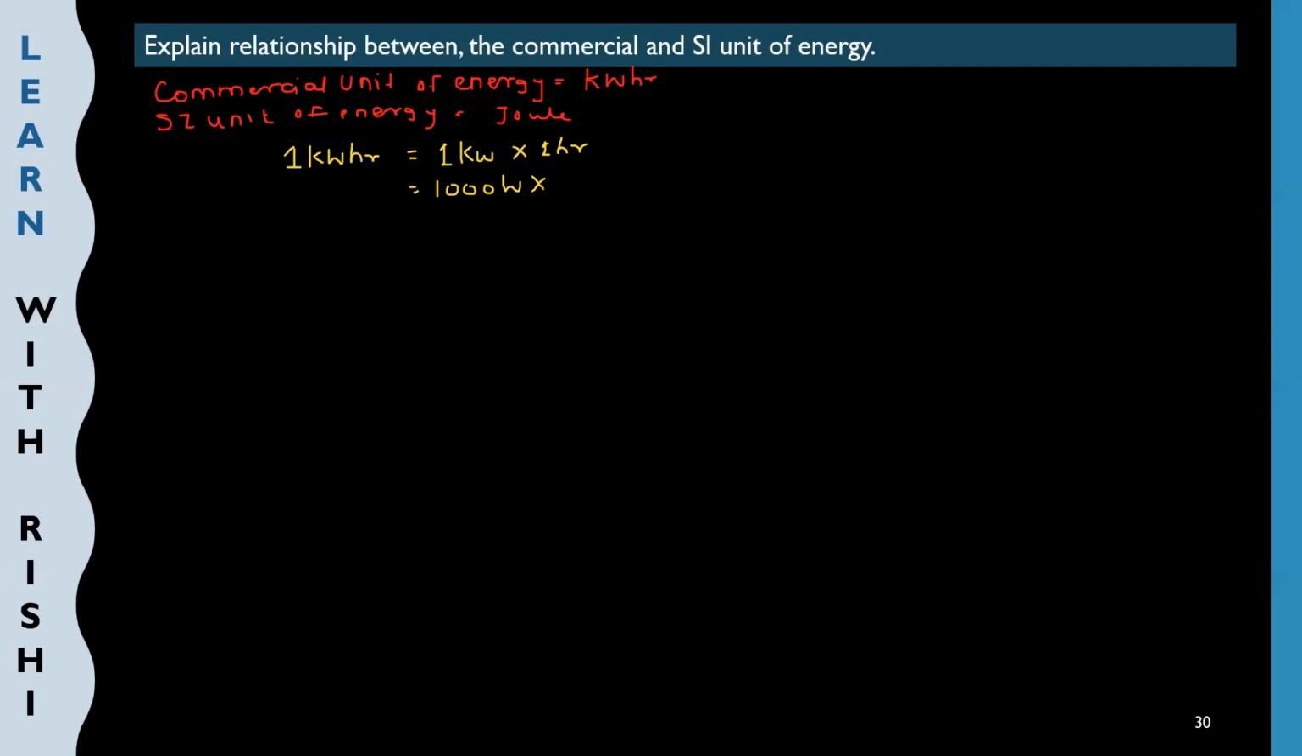So how will I convert? First we'll convert hour into minutes. We'll multiply it by 60. So 1 hour is equal to 60 minutes. Now you have to convert minutes into seconds. 1 minute is 60 seconds. So 60 minutes will be equal to 60 into 60 seconds. Again, we have to multiply by 60. So you are going to get 3600 seconds. So 1 hour is equal to 3600 seconds.